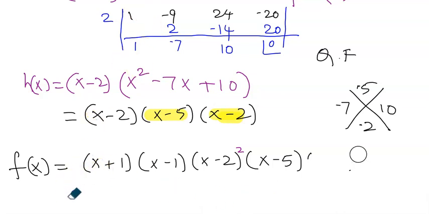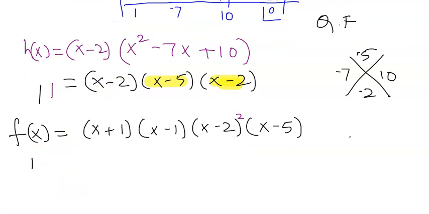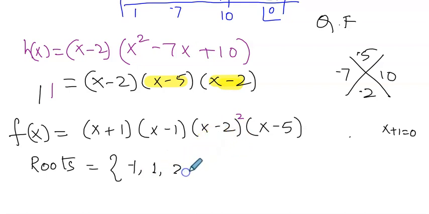what are they? My roots are equal to, and I have to solve each one of them. x plus 1 is equal to 0. On solving this, you will get x is equal to negative 1. Solving x minus 1, you will get x is equal to positive 1. Solving this, you will get x is equal to 2. And it is duplicated, right? And x minus 5 on solving, you will get x is equal to 5. These are my solutions, right?